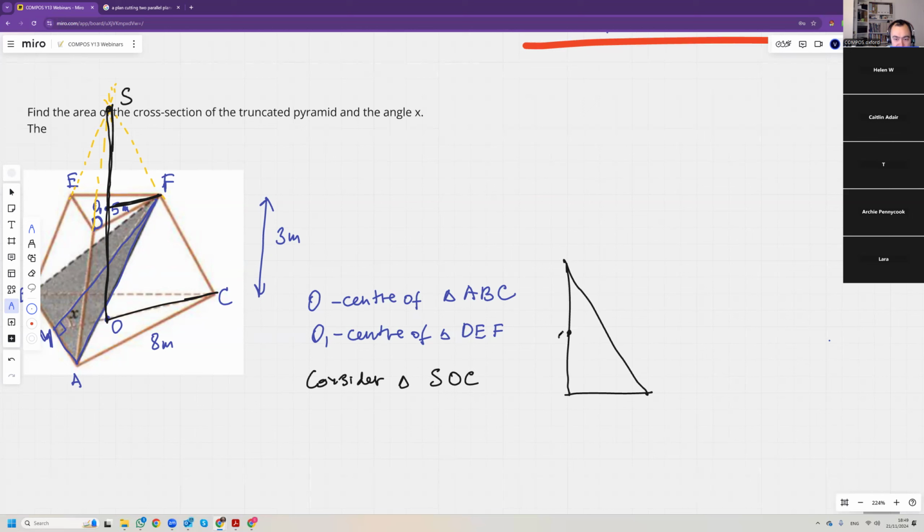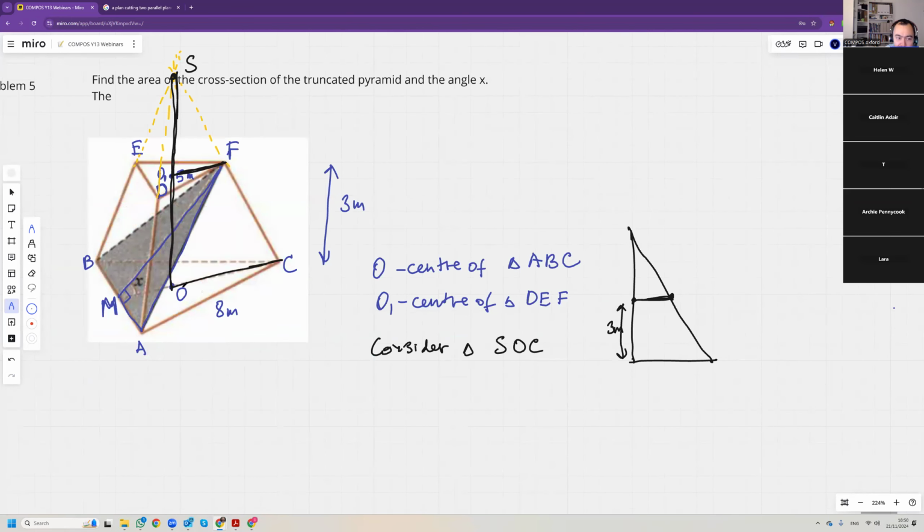Okay, so we know that this height is 3 meters. And we know that this is, well, this is not 8 and this is not 5, but they are in proportion of 8 to 5. Well, let's do it properly. So OC, we know that OC, so this is OC, this is O1F.